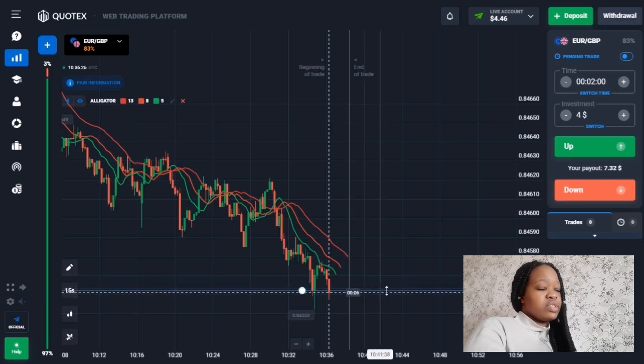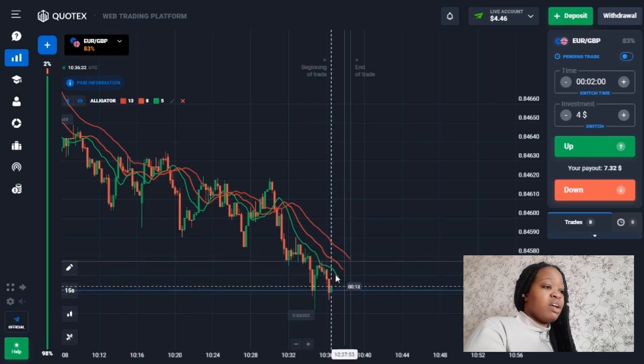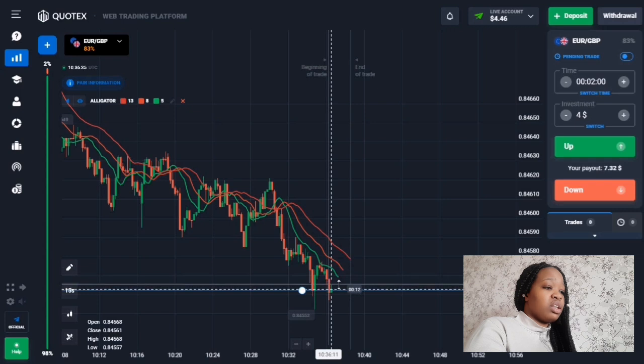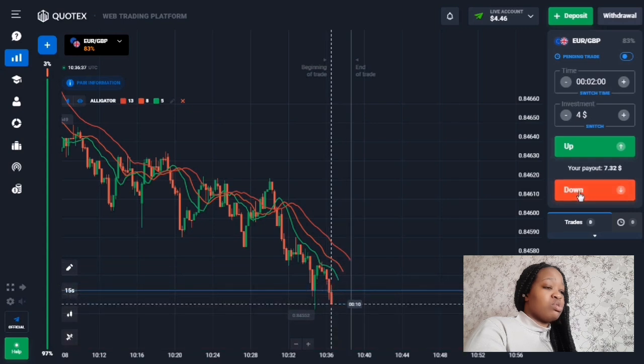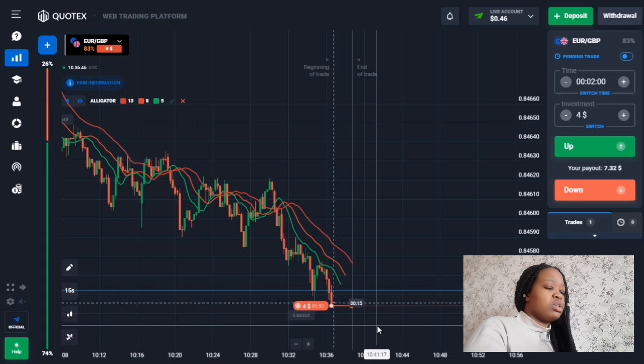This is a level of support, and the price is hitting this level, and the price maximum is getting lower. The moving averages are moving further from each other. So I'll enter the market with a down trade for 2 minutes because the price is already starting to break through the support level, as you see, and it will hopefully continue moving down. Let's wait and see the results of this trade.